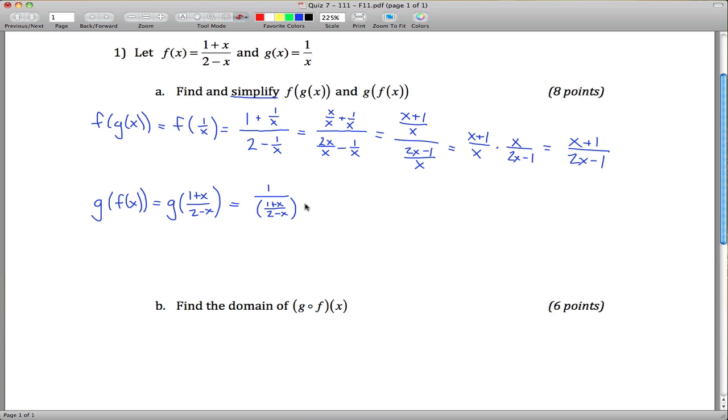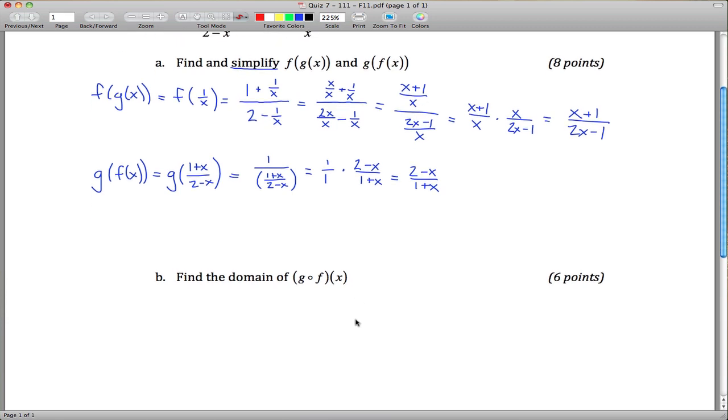The way I would simplify this is I'd think about the top as 1 over 1, and then you got a fraction over a fraction. To divide them, it's just like multiplying fractions, except you flip the bottom upside down, and what you end up with is just this guy right here, 2 minus x over 1 plus x. Kind of this upside down. So those are your answers to part A.